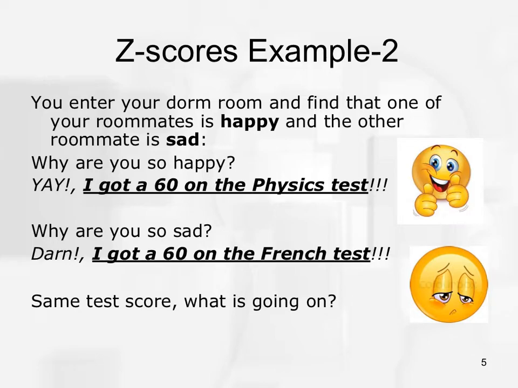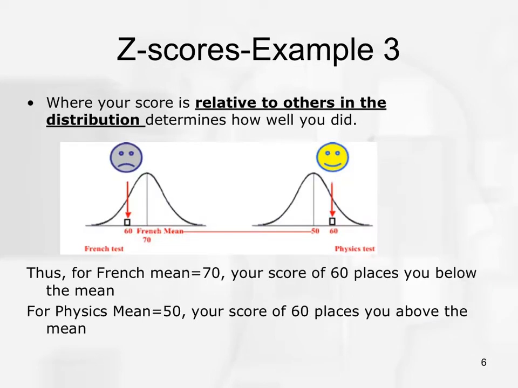So you might ask yourself, what's going on? They got exactly the same score, but yet one is very happy and one is very sad. Well, you would probably think about the fact that on the French test, probably a 60 is a low score because most people would probably do pretty well on a French test. Whereas on a physics test, a 60 is probably a high score. So let's investigate that further.